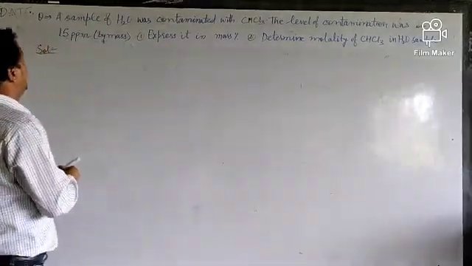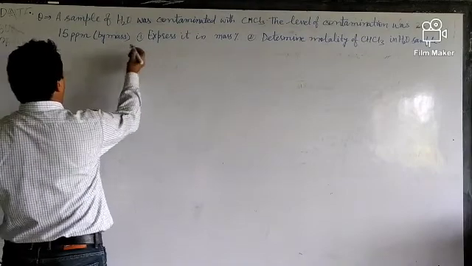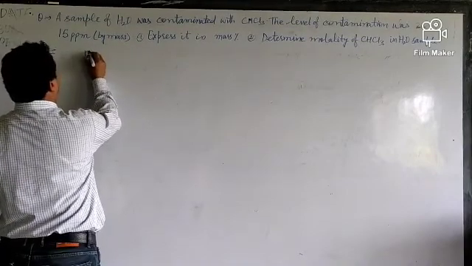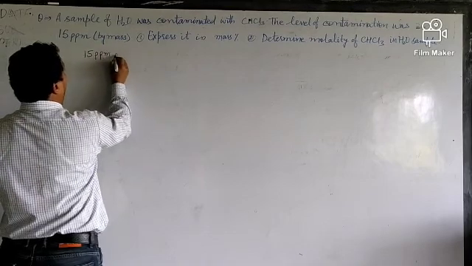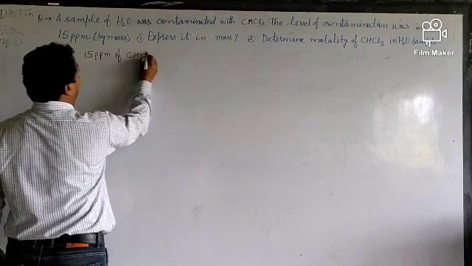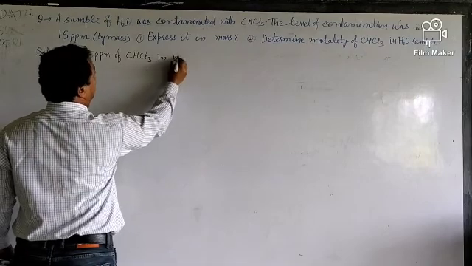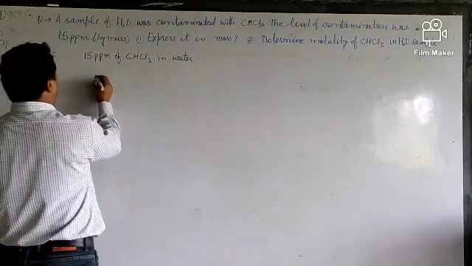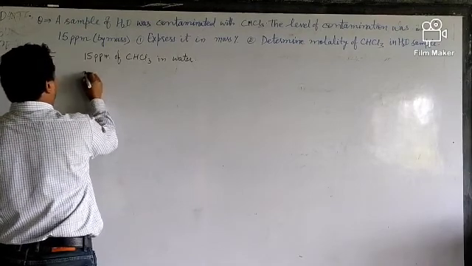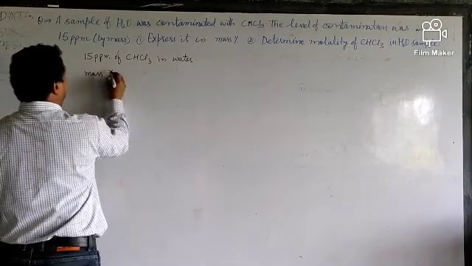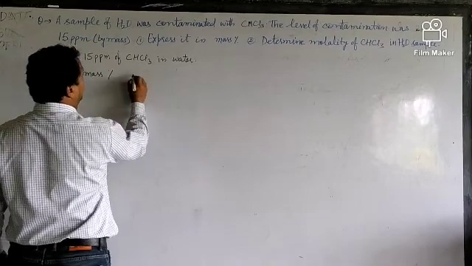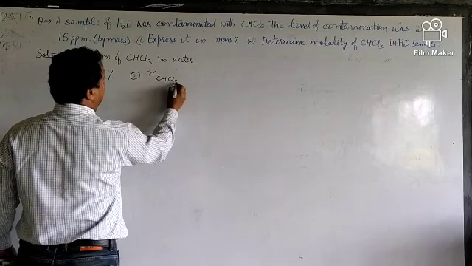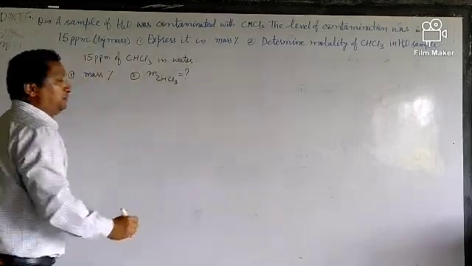So what is given here? Given is 15 ppm of CaCl3 in water, and we have to find out the mass percentage, number 1, and number 2, molality of CaCl3. This is what we have to find out.